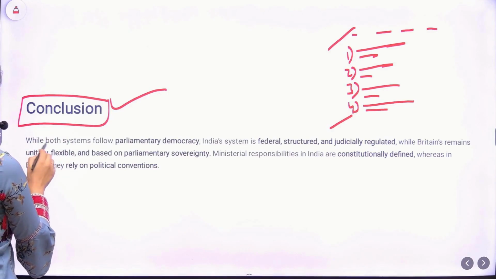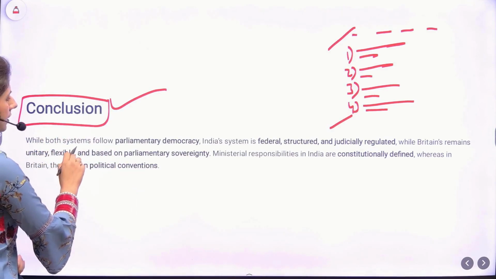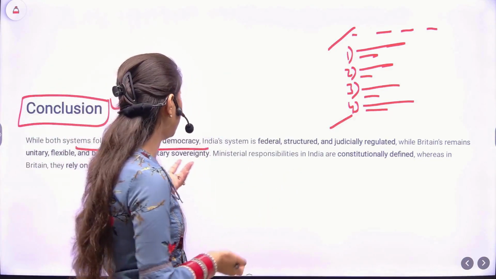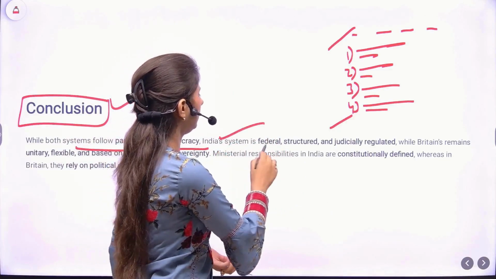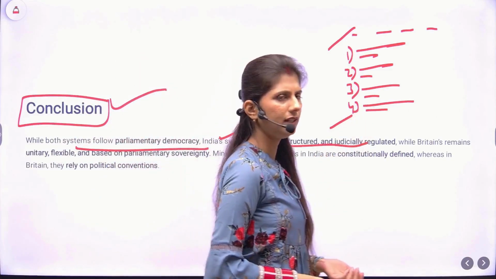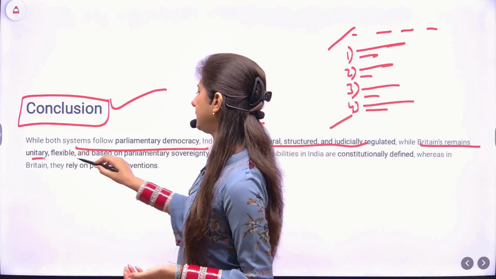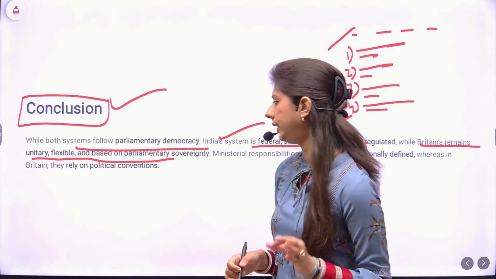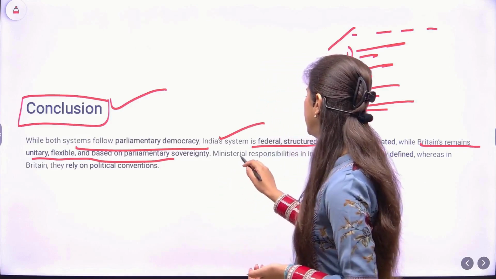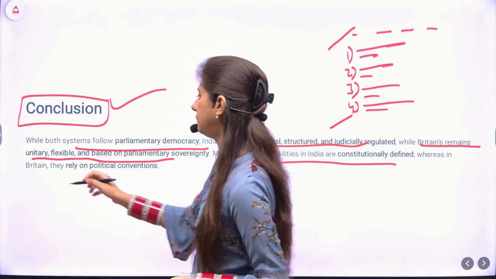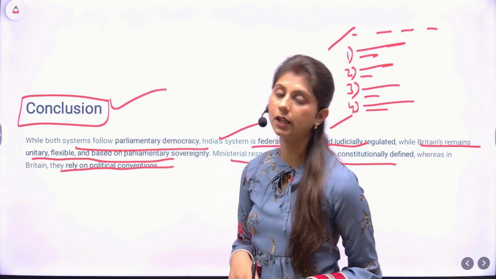So in the conclusion part, we have summed up all the points. While both the systems follow parliamentary democracy, India's parliamentary system is different on federal, structural and judiciary points. In Britain, it is unitary, flexible and based on parliamentary sovereignty, parliamentary supremacy. The ministerial responsibilities here are constitutionally defined, whereas in Britain, they rely on political conventions.